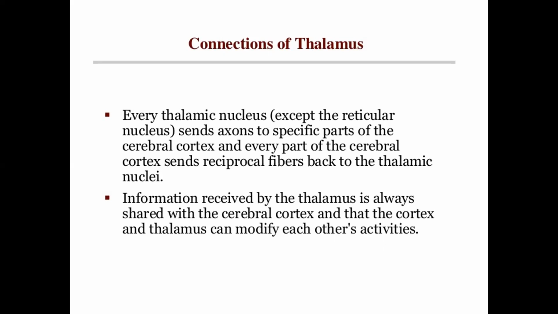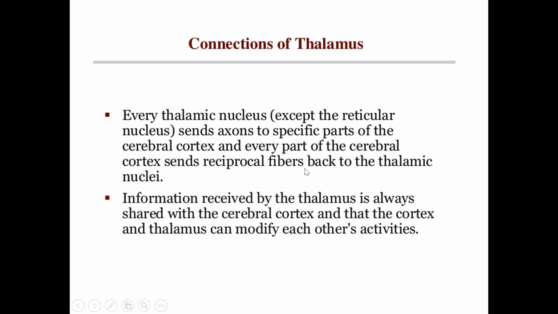So that is called the connections of the thalamus. Every thalamic nucleus sends axons to a specific part of the cerebral cortex. That means the thalamus communicates via the thalamocortical pathway, while every part of the cerebral cortex sends a signal back through reciprocal fibers to the thalamic nuclei.